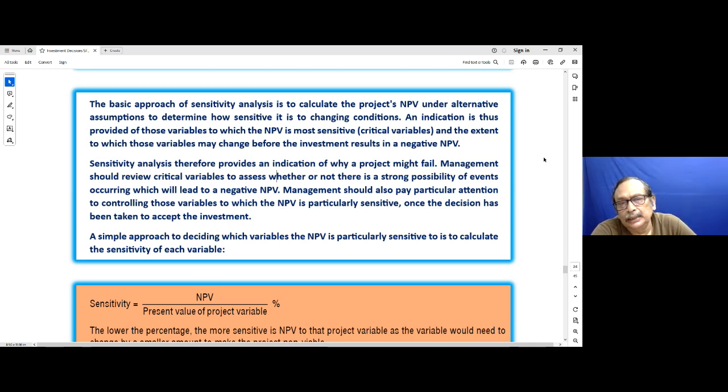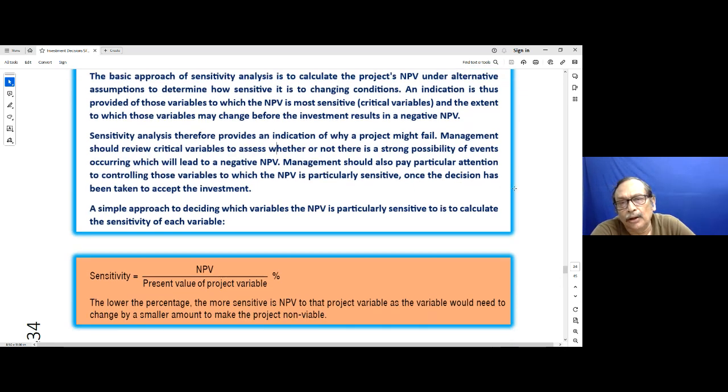So, sensitivity analysis therefore provides an indication of why a project might fail. Management should review critical variables to assess whether or not there is a strong possibility of events occurring which will lead to a negative NPV. Management should also pay particular attention to controlling those variables to which the NPV is particularly sensitive once the decision has been taken to accept the investment.